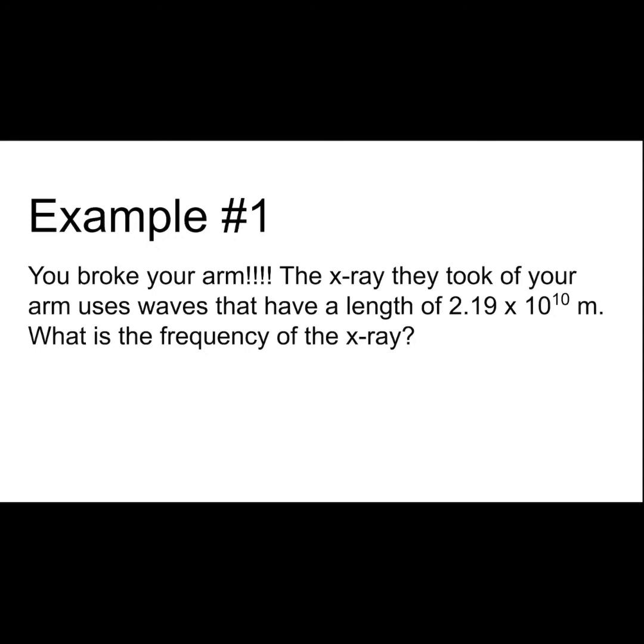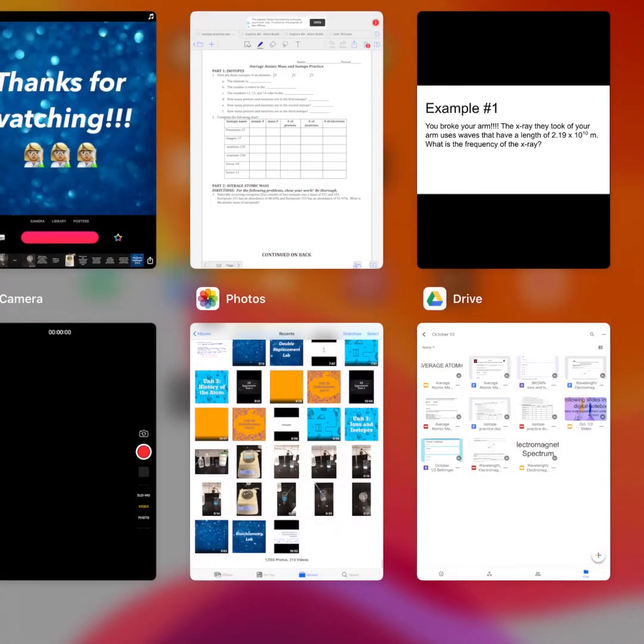Let's do an example. So you broke your arm. The x-ray they took of your arm uses waves that have a length of 2.19 times 10 to the 10 meters. What is the frequency of the x-ray? So I'm going to switch over to my notes so I can write.